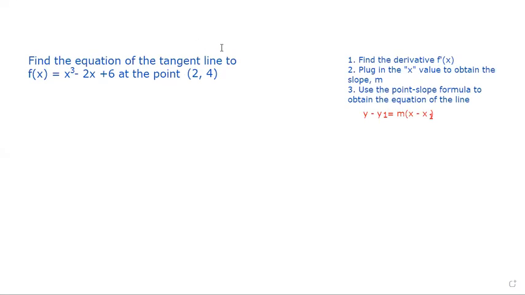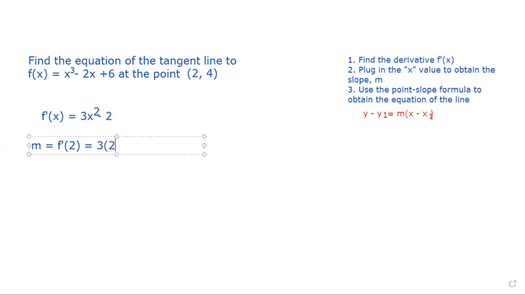So our very first step, we want to find our derivative. So we know that f prime is equal to 3x squared minus 2. That's using that power rule. That's 3x squared minus 2. Now, to find m, we want to evaluate it at 2, which is our x value.